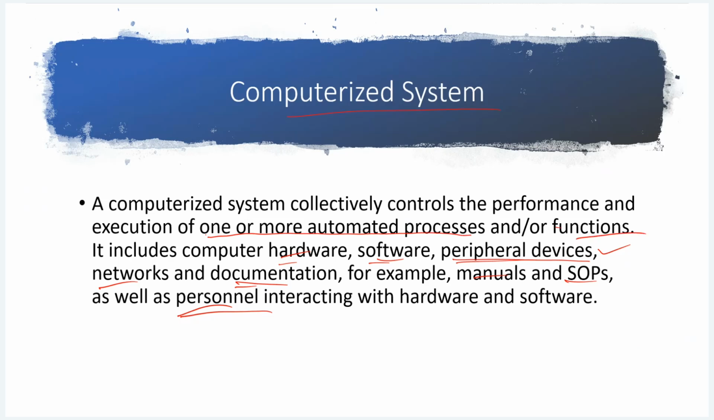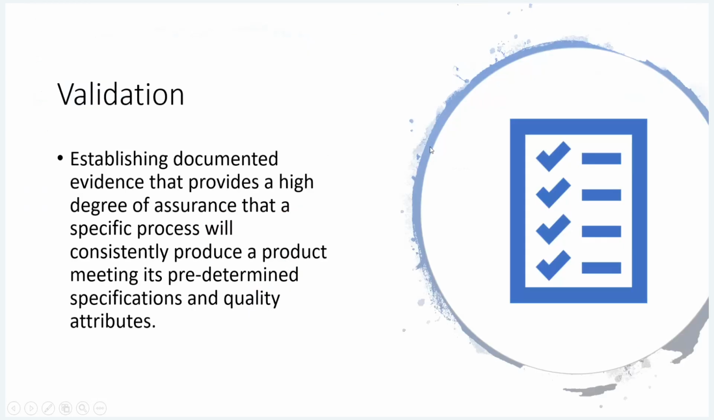And what are we going to validate? Computerized systems actually, not only a single computer system. Okay. So what does validation mean? There is a terminology called validation. You may have heard about validation. Mostly people may already be aware of what validation means. Validation, as per the definition, is establishing documented evidence that provides a high degree of assurance that a specific process will consistently produce a product meeting its predetermined specification and quality attributes.